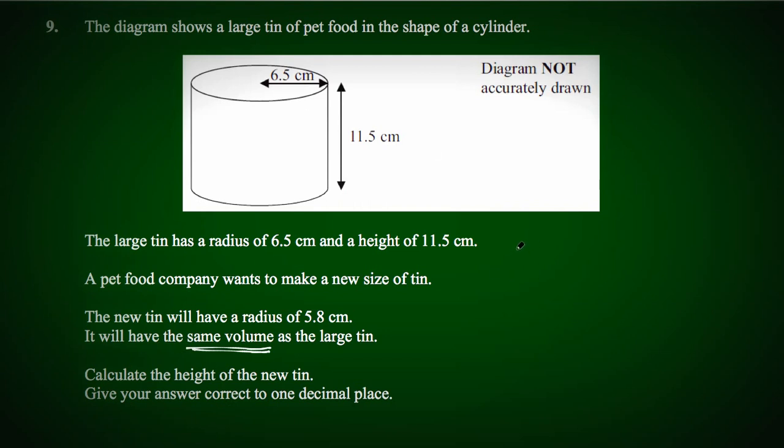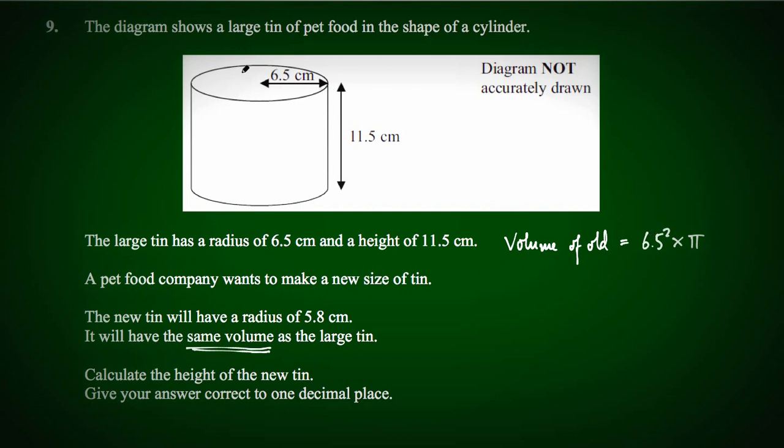Well, in this case, I'm just going to calculate the volume of the old tin. I won't need to use all of the figures involved. I can simplify my formula, but if I wanted, I could just use all of the numbers. So I'm going to set up my working clearly with volume of old is volume of a cylinder. I've got pi times r squared, radius here is 6.5, so 6.5 squared times pi.